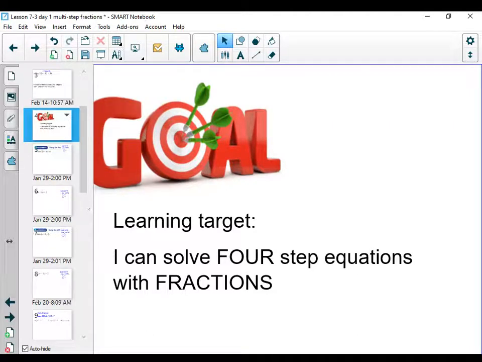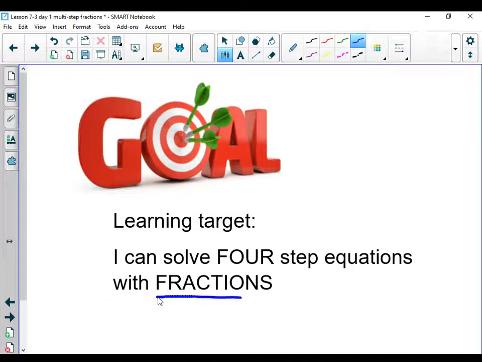News and bad news. 4 steps. Still 4 steps. So step 1. Distributed property. Step 2. Like terms. Step 3. Step 4.